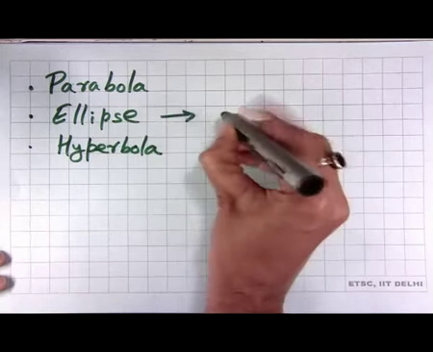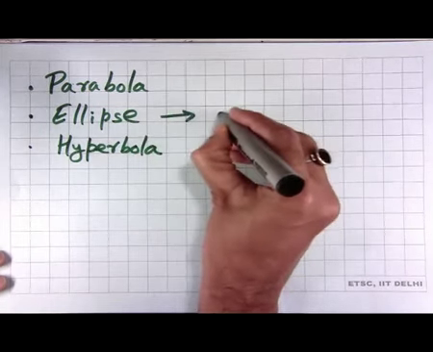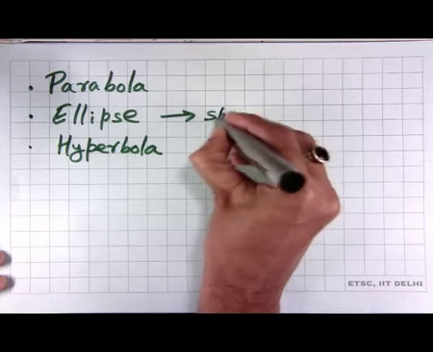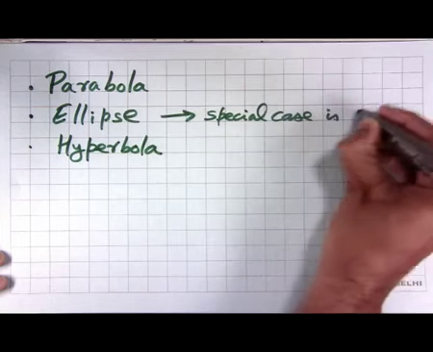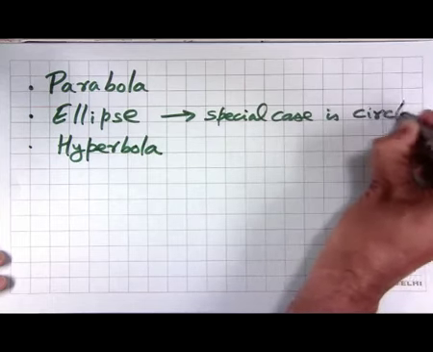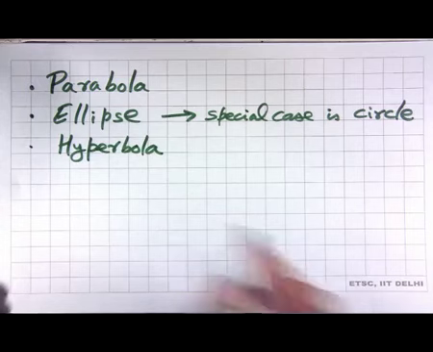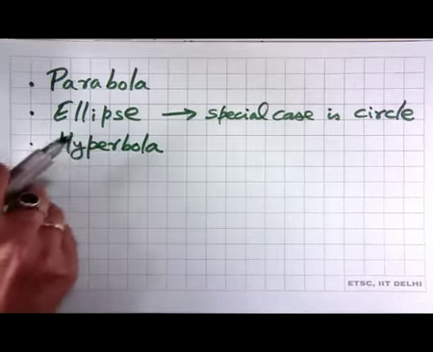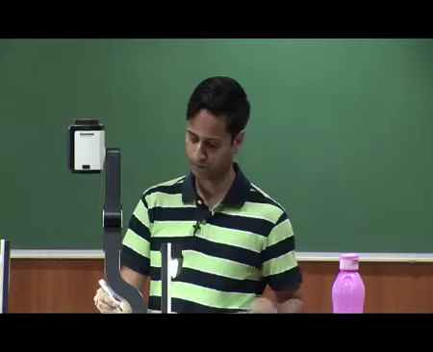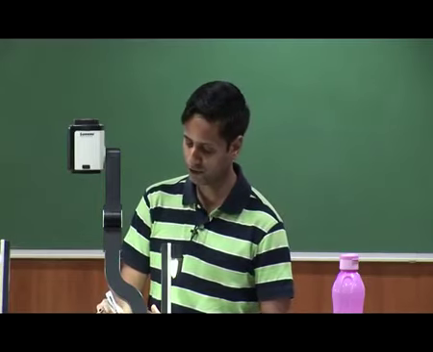and a special case of ellipse is the circle, which you have already studied about. So, let us start with the circle first. Let me recall what a circle is.